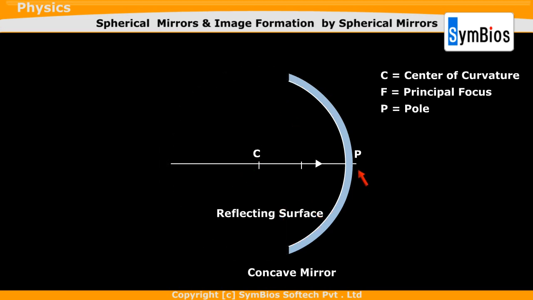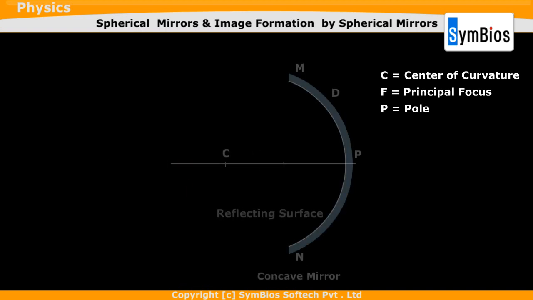The center of the reflecting surface of a concave mirror is a point called the pole. It lies on the surface of the mirror. The pole is usually represented by the letter P. Principal axis. An imaginary line passing through the center of curvature and the pole of a concave mirror is called the principal axis.